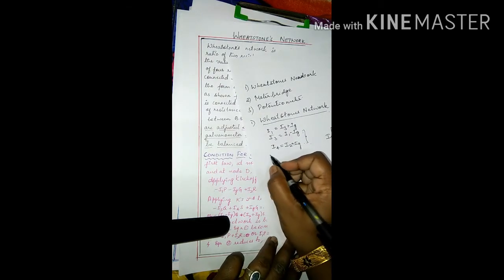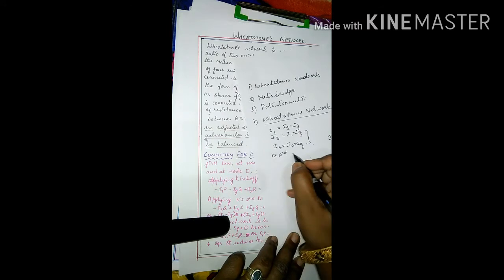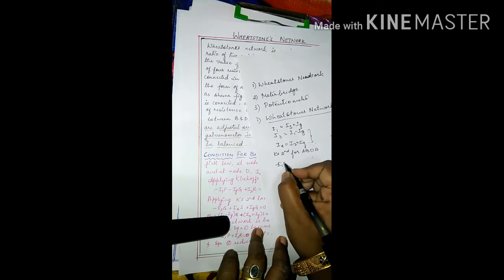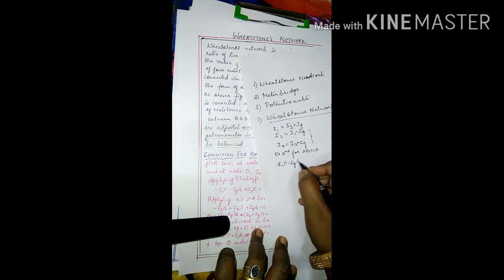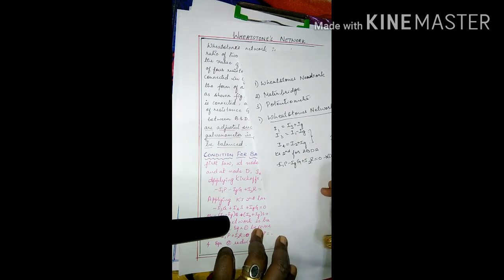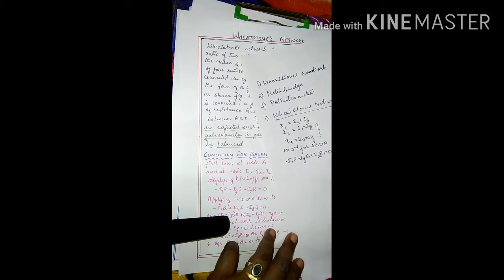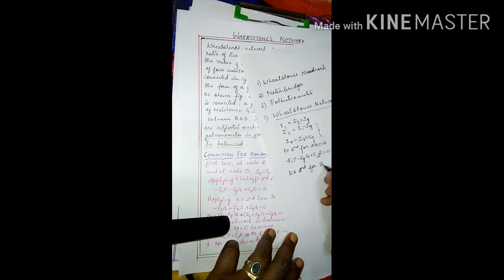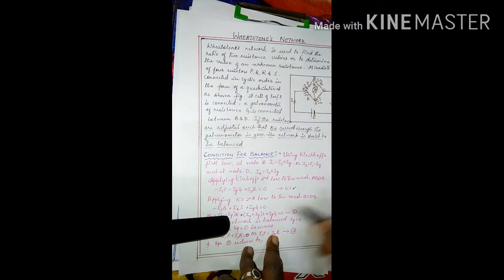So here what we did, applying Kirchhoff's second law for A, B, D, A, it will be minus I1 P minus IgG plus I2 R equal to 0. Call this as equation number 1. And again applying Kirchhoff's second law for B, C, D, B. Okay, now let us see B, C, D, B.